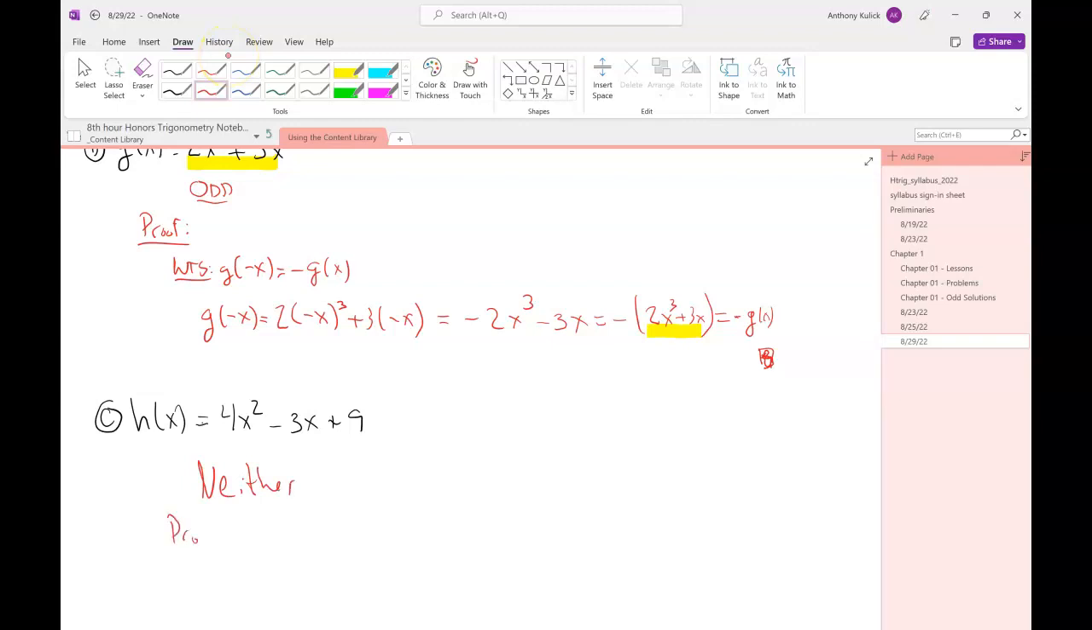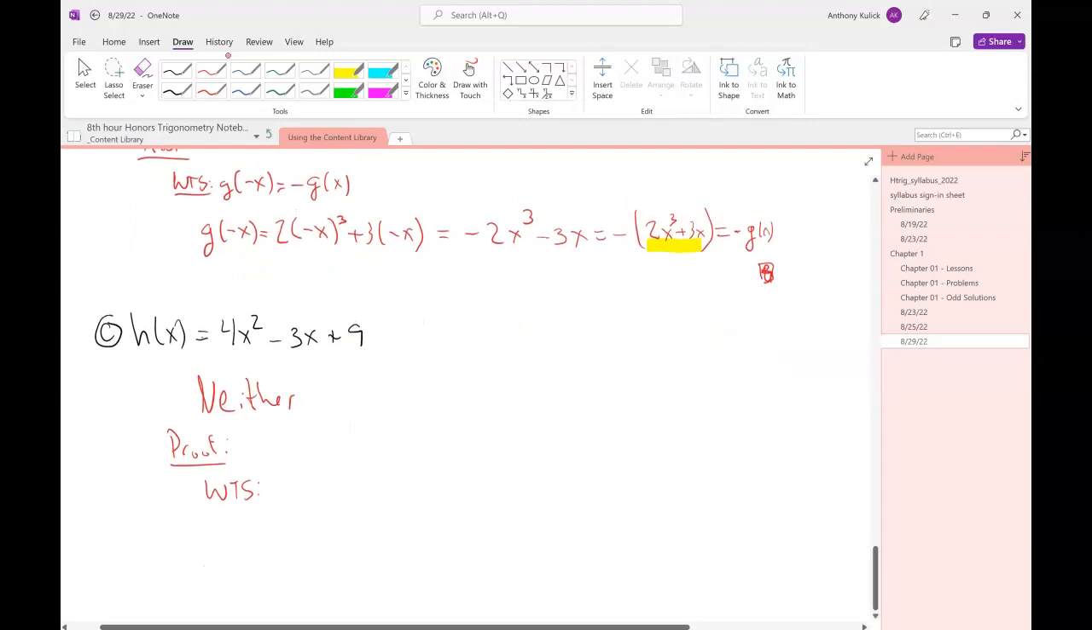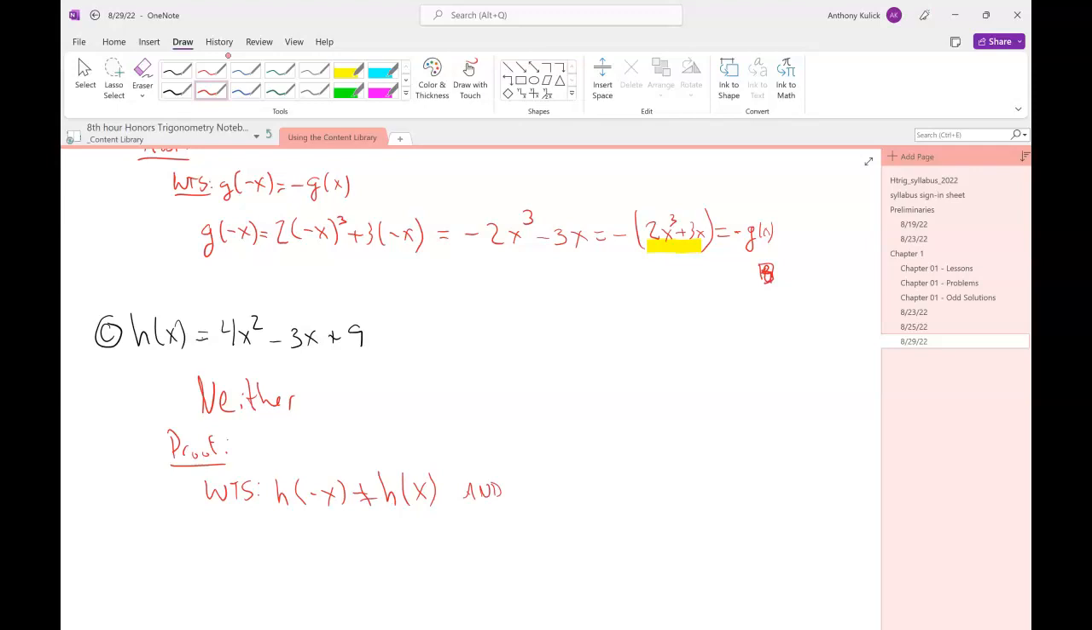Okay. So proof. What do I want to show that it's neither? Well, I got to show that it's not even. And we have to show that it's not odd.